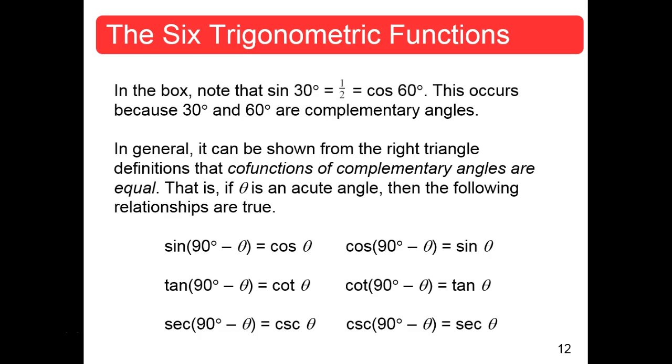That is, if theta is an acute angle, then the following relationships are true. The sine of 90 minus theta, which is the complement of theta, is the cosine of theta. The cosine of the complement of theta is the sine of theta. The tangent of the complement of theta is the cotangent of theta. The cotangent of the complement of theta is the tangent of theta. And even here, the secant of the complement of theta is the cosecant of theta, and the cosecant of the complement of theta is the secant of theta.